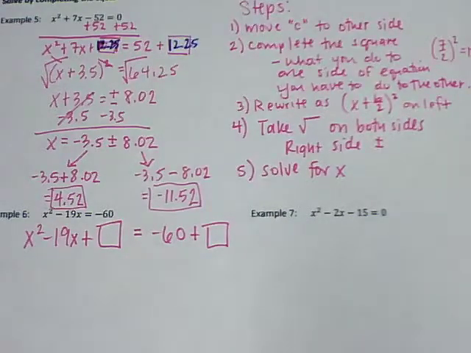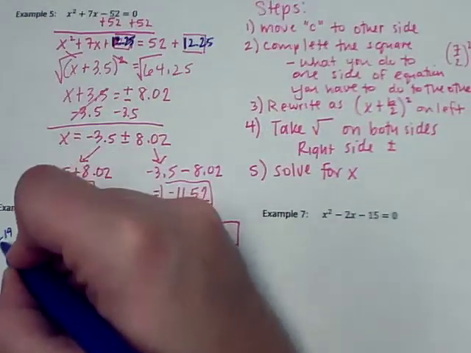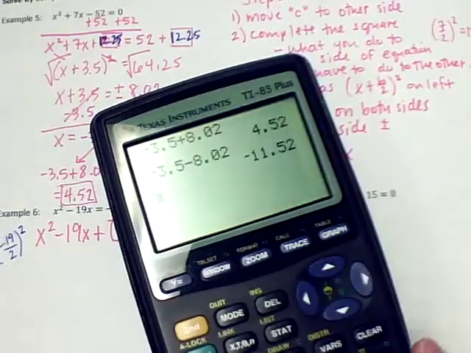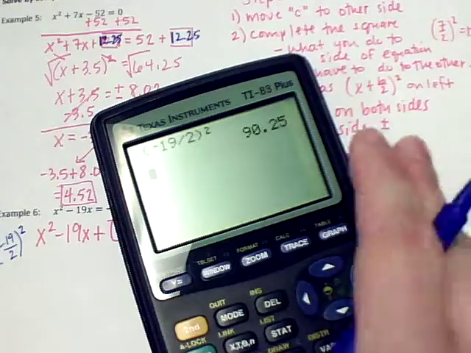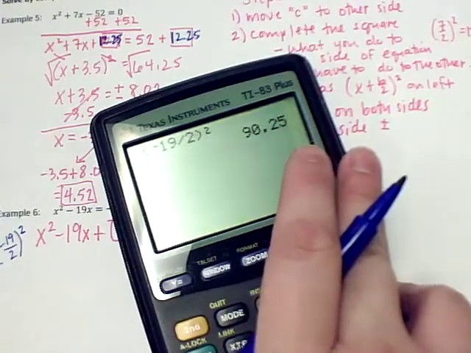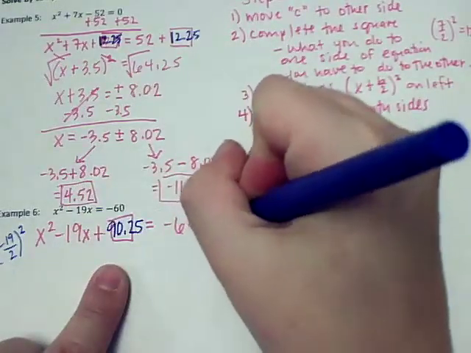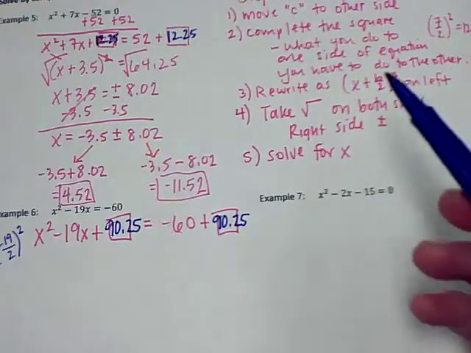Remember, to get this, we have to do negative b over 2 squared. So if I look at negative 19 divided by 2 squared, I get 90.25. So that's the value that goes in both of my squares, 90.25. All right, so we did step 2.